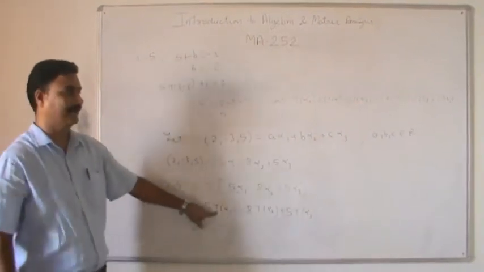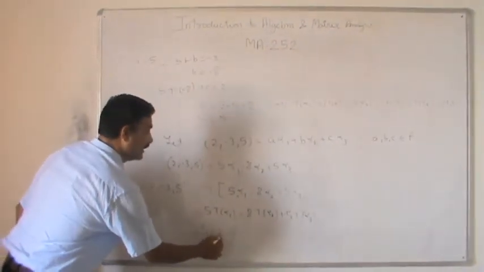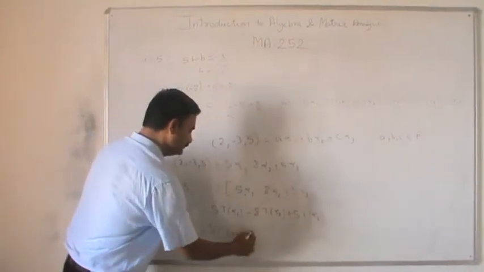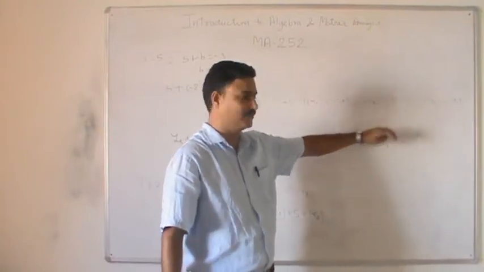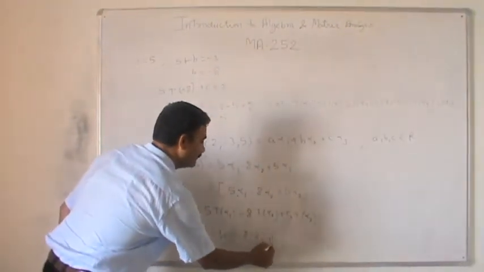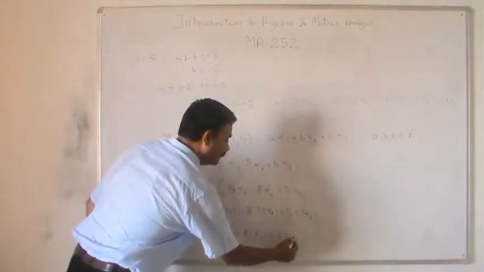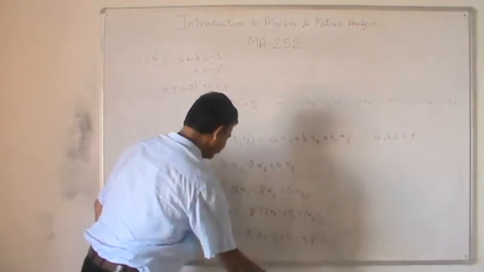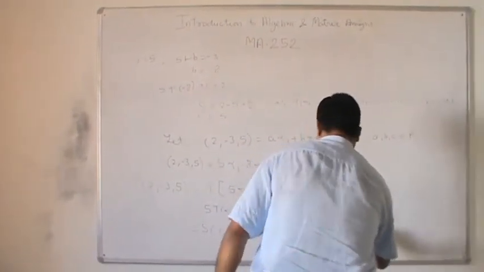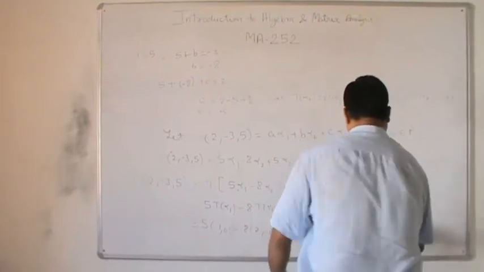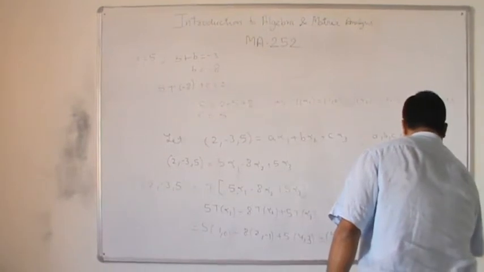As the value of T alpha 1 is already given in the question, T alpha 1 is given by (1, 0), so we simply substitute (1, 0). The value of T alpha 2 is already known to us because it is given in the question, (2, -1). And T alpha 3 is given as (4, 3), so we put in the value (4, 3). Now this becomes (5, 0) first, and (16, -8), and (20, 15).